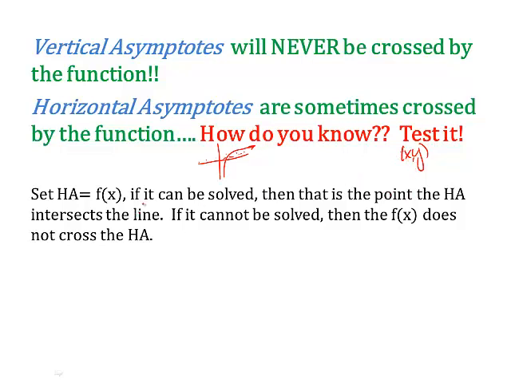So here's what you do. You set the horizontal asymptote that you found equal to the original function. If it can be solved, then that's the point that the horizontal asymptote crosses the line. If it cannot be solved, then the function does not cross that asymptote. What I mean by can it be solved? Can you get the two sides of the equation to equal one another? All right? So let's try this.